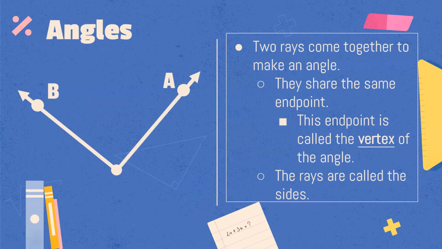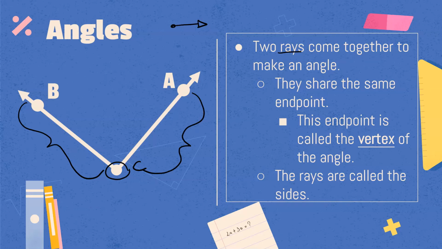So next up we have angles. And angles form when two rays come together. And we know that a ray is an endpoint and then extends infinitely in one direction. And so these two rays share the same endpoint. And so this is the endpoint that they share, and we can name it. Let's name it C. It usually has a name. And this endpoint is called the vertex of the angle. And then the rays right here are called sides.